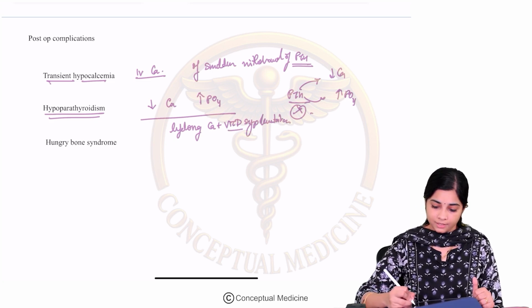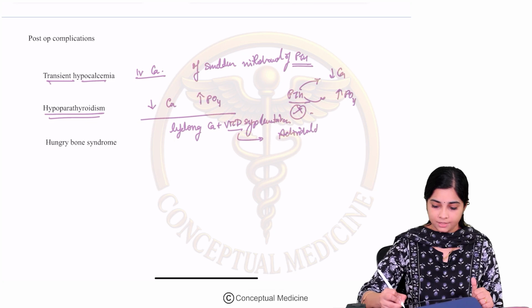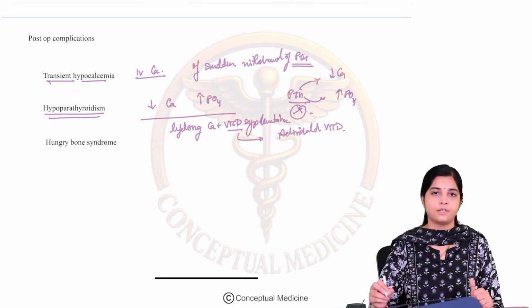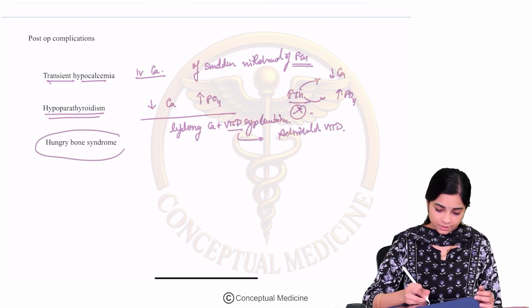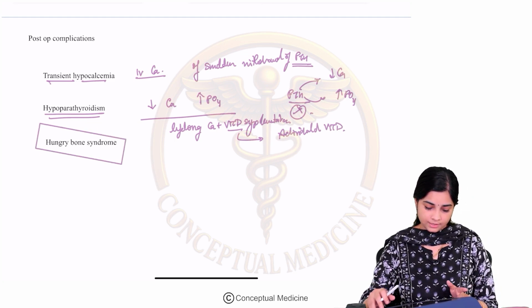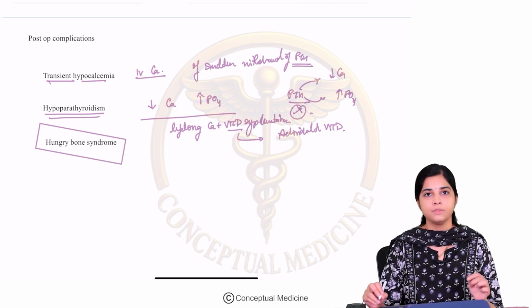So what type of vitamin D? We give activated vitamin D, which is calcitriol. Calcitriol may have to be given. Another important complication is what we call the hungry bone syndrome. So what is this hungry bone syndrome?